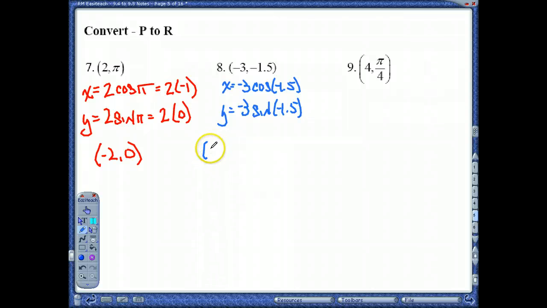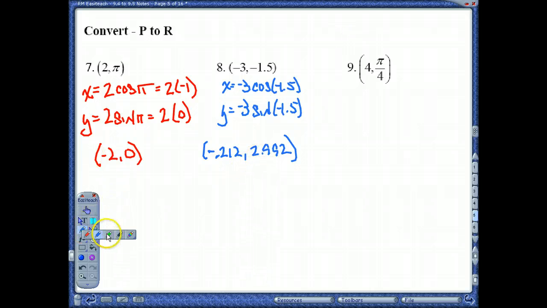Hit the enter button and you've got the magic that is -0.212. Do the same thing, negative 3 sine of negative 1.5. It's going to give you 2.992. There's your point. It's a doozy.